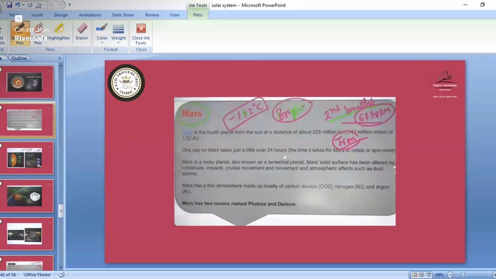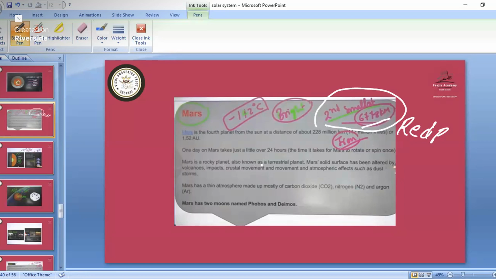Now we'll study about Mars. Mars is the fourth planet, an inner planet, at a distance of 228 million kilometers from the Sun, or 1.52 astronomical units. This is the second smallest planet. Its diameter is 6,778 kilometers. Mars is also known as the red planet, and we'll see why it is known as the red planet.